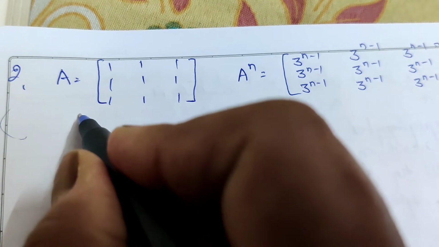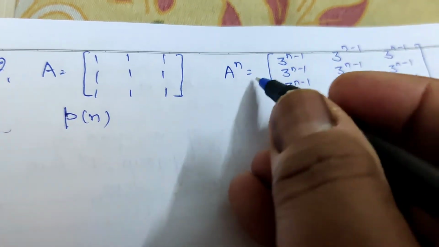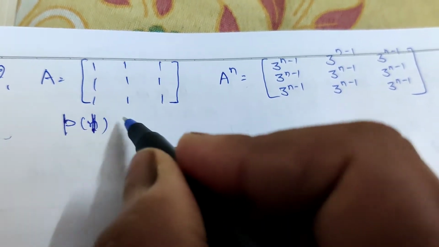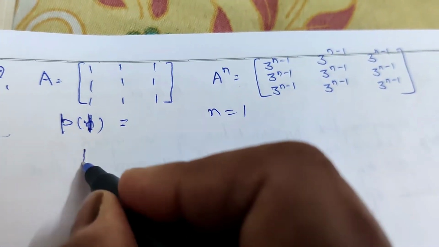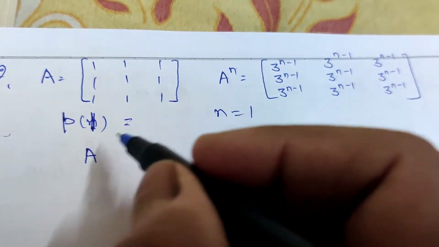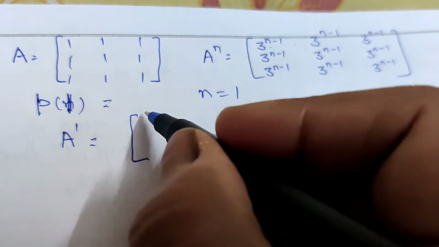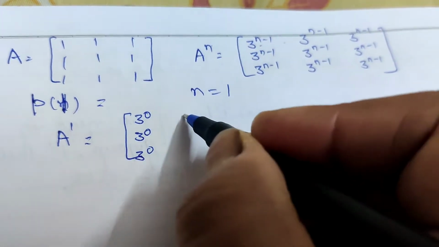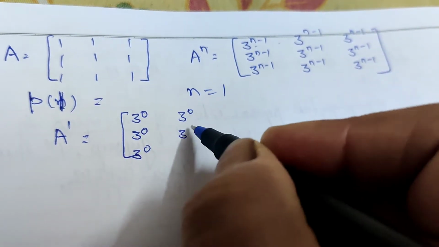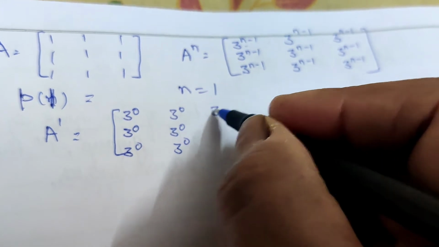First we have to prove for Pn. Given that n equal to 1, first we put n equal to 1. Then n equal to 1 means A raised to power 1. And put the value of n equal to 1, so we get 3 raised to power 0 in all the entries, 1 minus 1 is 0.